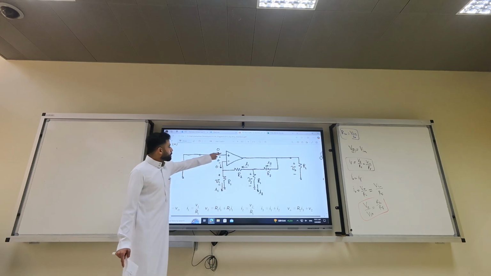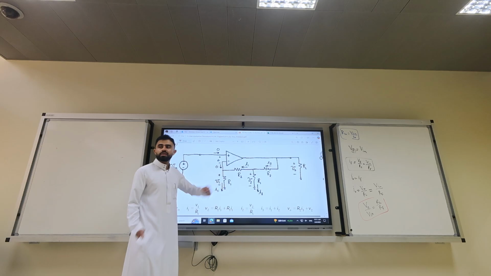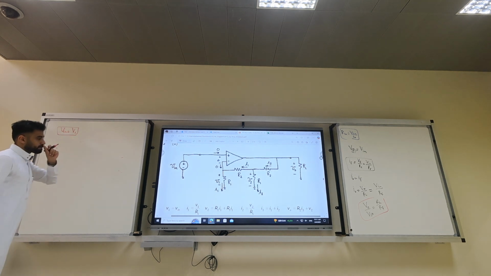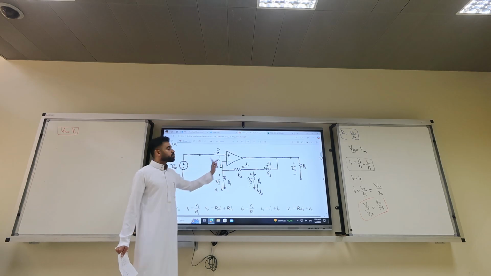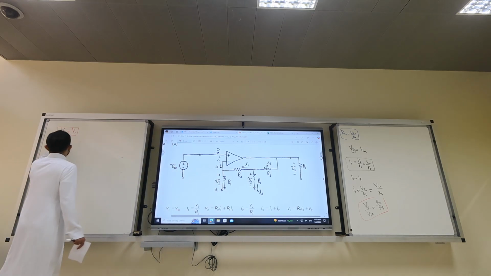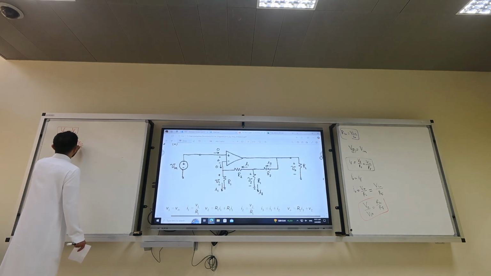So here we have V input. Then what do we have here? V input. So V input equals V1. That's the first equation: V input equals V1. Okay. What is the current that enters here? 0. What is the current that enters here? I1. I1 equals V1 over R1, which is V input over R1.